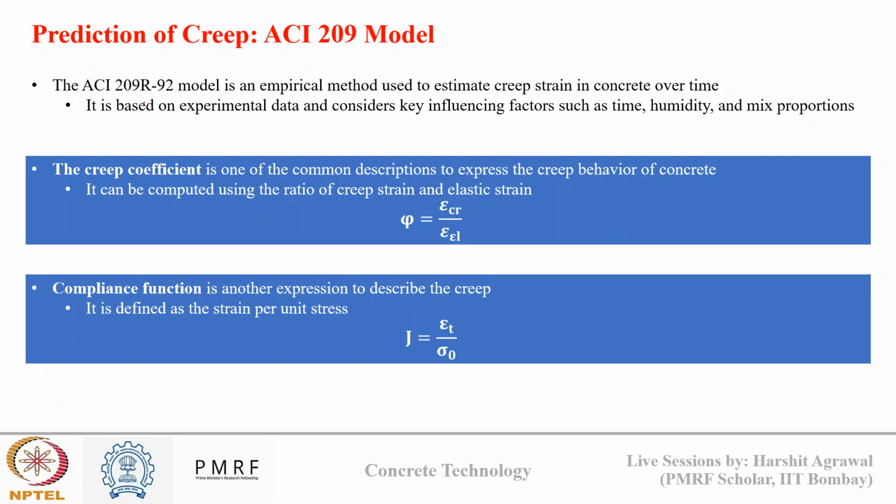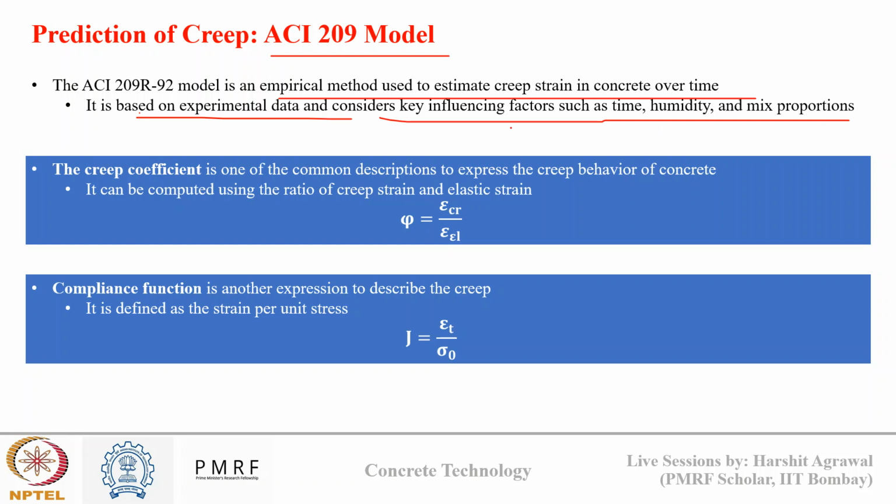For this, there is a method standardized by the American Concrete Institute as the ACI 209 model for creep prediction. It's an empirical method used to estimate creep strain in concrete over time, and this is based on experimental data and considers key influence factors such as time, relative humidity, and mixture proportion.